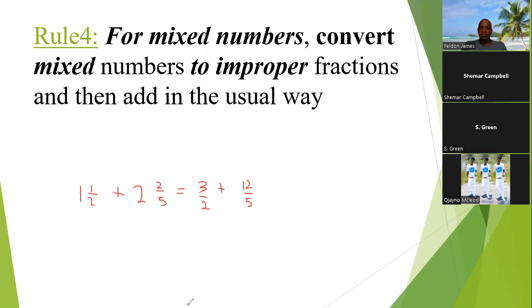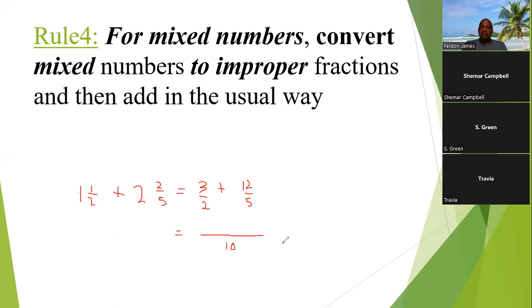Once we do the conversion and now we have improper fractions, then we will add in the usual way, meaning the rules that apply in rule 3, we can apply now. Because what we notice here is that the denominators are different, and so we need to find the LCM. So what is the LCM for 2 and 5? 10.